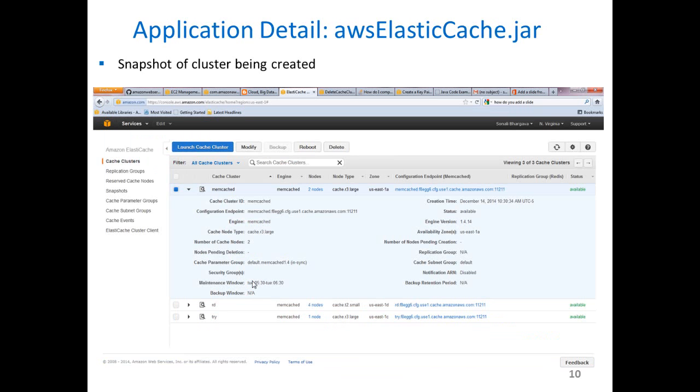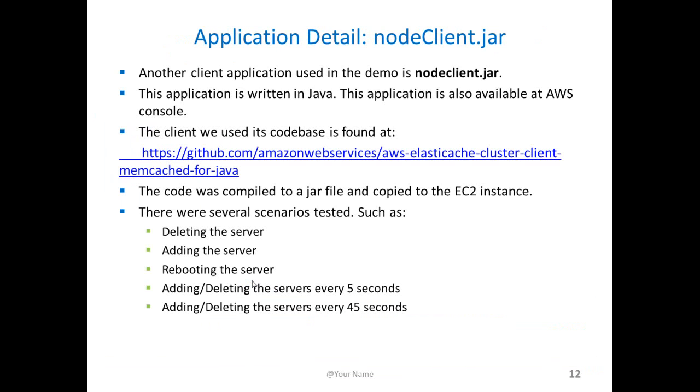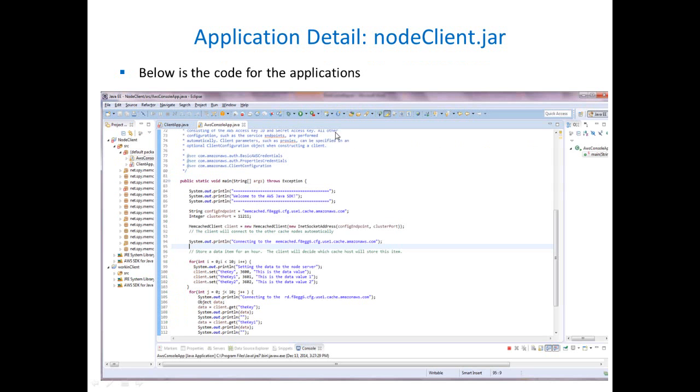And this was another snapshot of how it creates a cluster. So to showcase the node auto discovery feature, I created another application called Node Client.jar. This application is written in Java. It is also available at AWS console, but I had to make changes to the application, so I downloaded the code from this website, made the changes, and compiled it into the jar file.